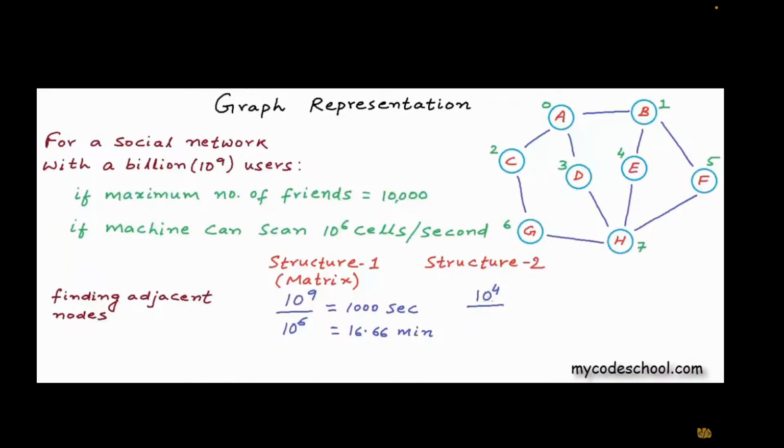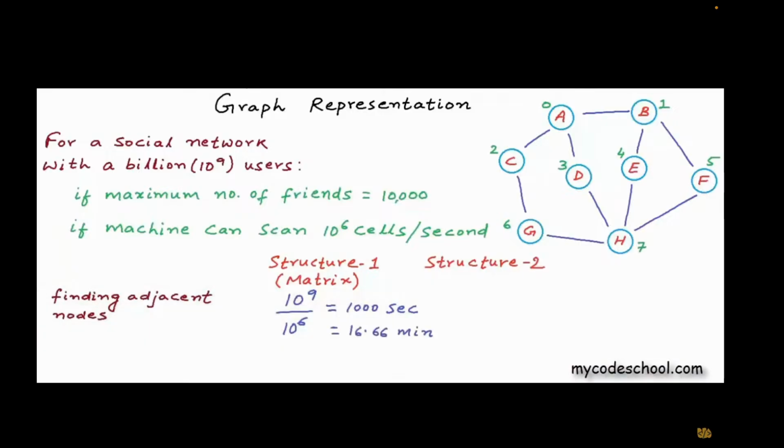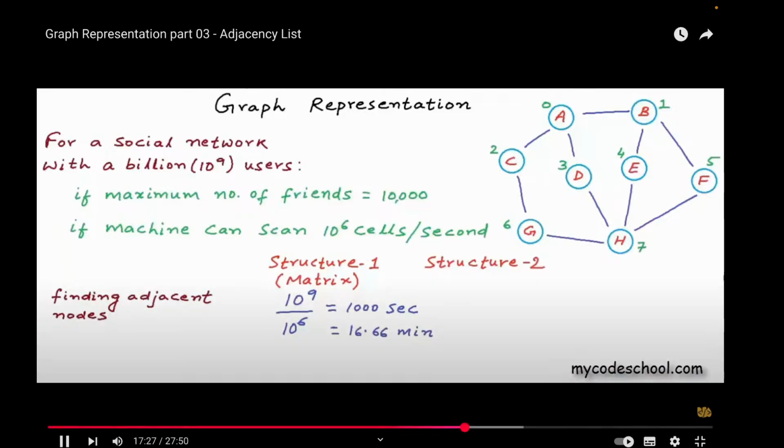And this is the maximum number of friends or connections a person in the network has. So here, we would take 10 to the power 4 upon 10 to the power 6, that is 10 to the power minus 2 seconds. To scan a row of 10 to the power 9 cells, we would take 1,000 seconds, which is also 16.66 minutes. This is unreasonably high.